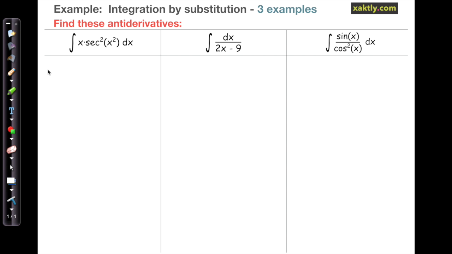Okay, let's do some integrals by substitution. Sometimes this is called u-substitution because we use the letter u. I don't know why, it's just a long-standing convention.